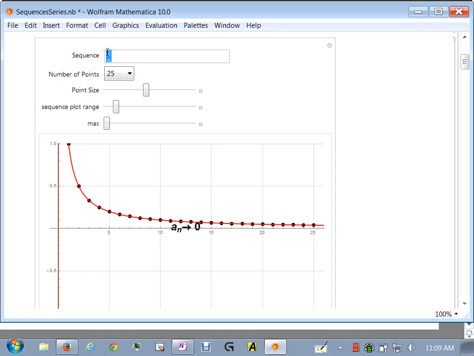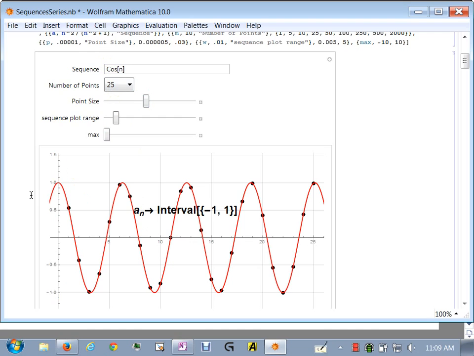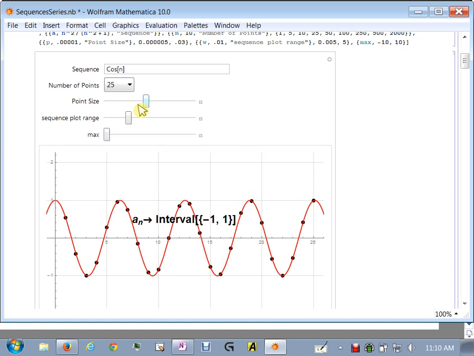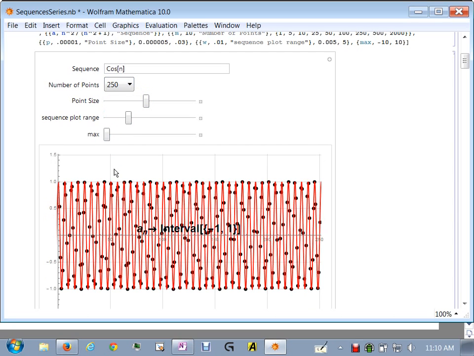Now let's try cosine. Here's the cosine. It's going back and forth. But we're looking at these dots. And let me go out further. If you focus just on the black dots, is it converging to anything? No. It's not going to a fixed number. They're scattered everywhere, aren't they? And it's not going to infinity, but it's not going to a fixed number. Since it's not going to a fixed number, this diverges.